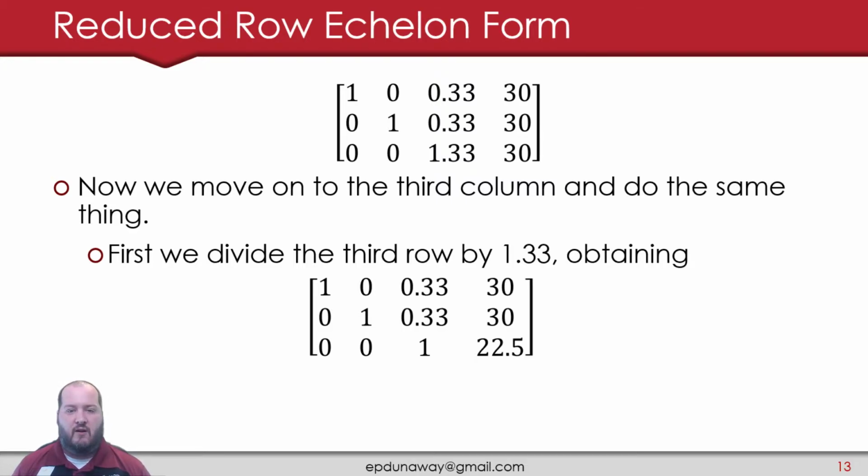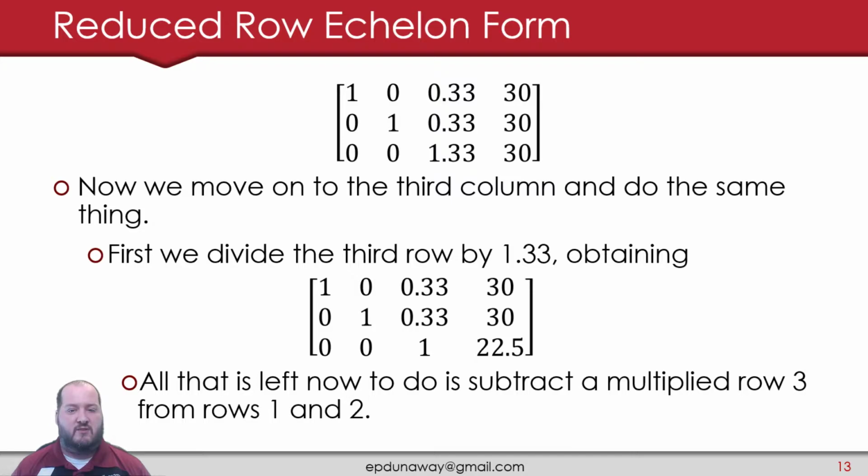And that's it right there. All I need to do now is subtract a multiplied row 3 from rows 1 and 2. And again, it won't be a straight subtraction. I need to scale it. In fact, I'm going to need to scale row 3 by 1/3 in order to get the zeros I need in the rest of column 3.